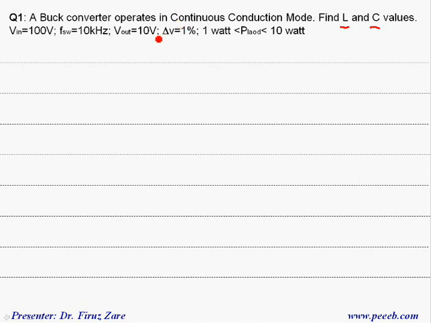So the first step is we know that the inductance value equals this equation, which you can find from the lecture note: D D' times Vin divided by 2 fs, the switching frequency, times delta I. Basically here we know the duty cycle, because from this section we can find the maximum and minimum load resistance. So let's start with duty cycle.